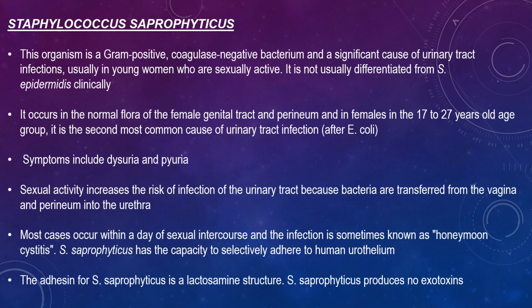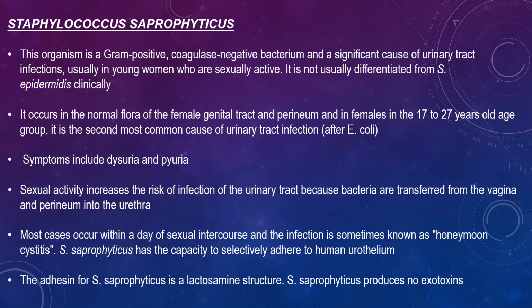Staphylococcus saprophyticus. So this organism is a gram-positive coagulase negative bacterium and a significant cause of urinary tract infections, usually in young women who are sexually active. It is usually not differentiated from S. epidermidis clinically. It occurs in the normal flora of the female genital tract and perineum, and in females aged 17 to 27. It is the second most common cause of urinary tract infection.